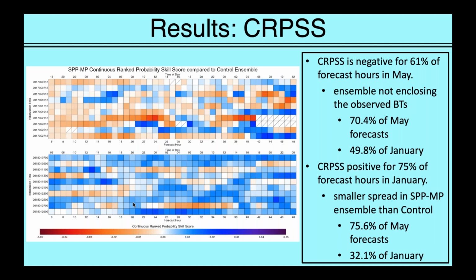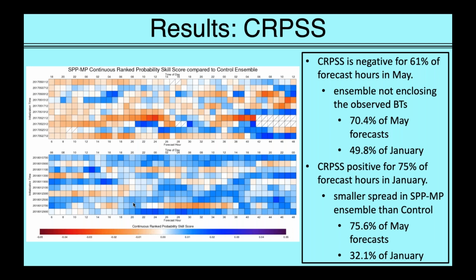When we dug into this a little more, we realized that that was because in May we are usually dealing with smaller clouds. Remember a couple slides ago, we looked at the giant domain area. The January clouds are much more broad, much more on the synoptic scale. May is much more on the mesoscale. So when you're on these cloud edges, it's very easy to not have the observed brightness temperature in the ensemble if you have your cloud misplaced. And we found that the SPP-MP did produce smaller clouds than the control ensemble, especially in May.